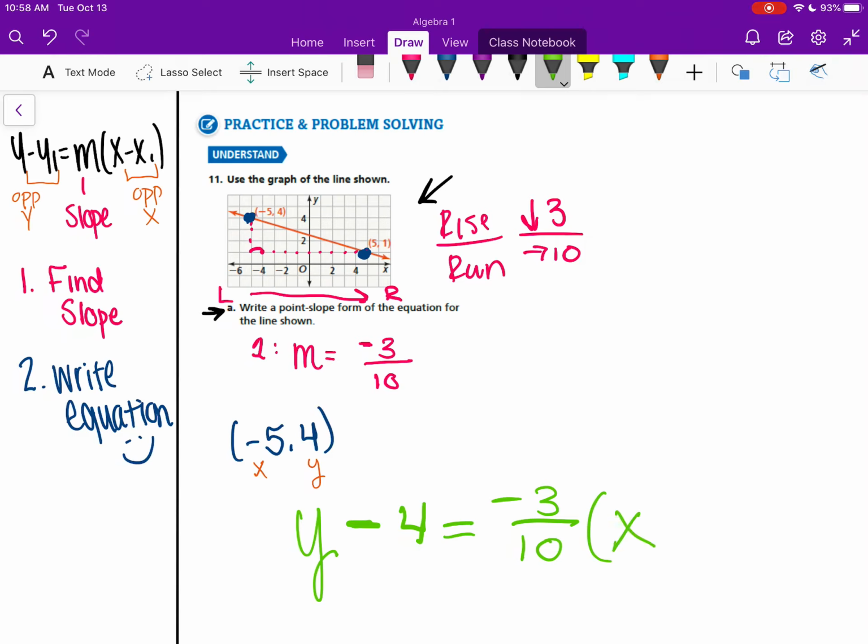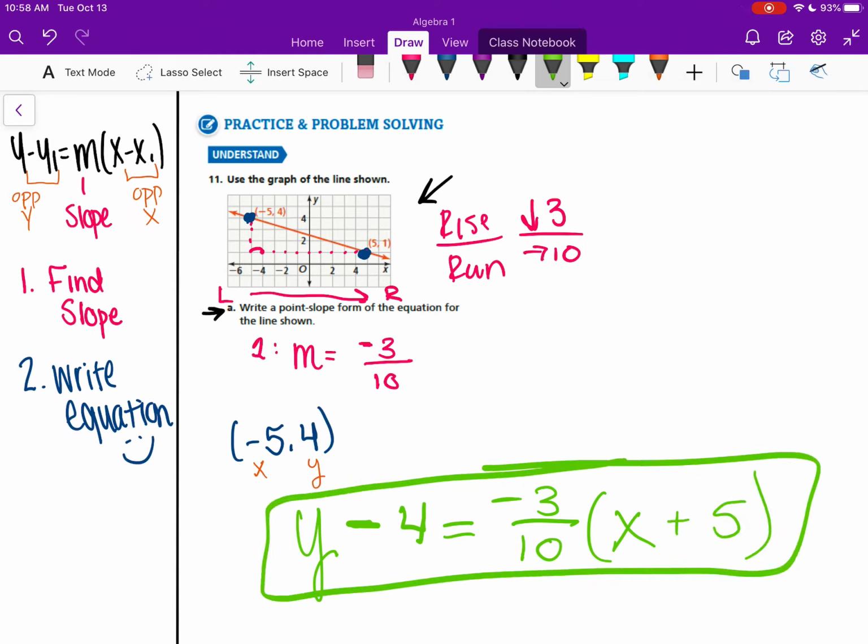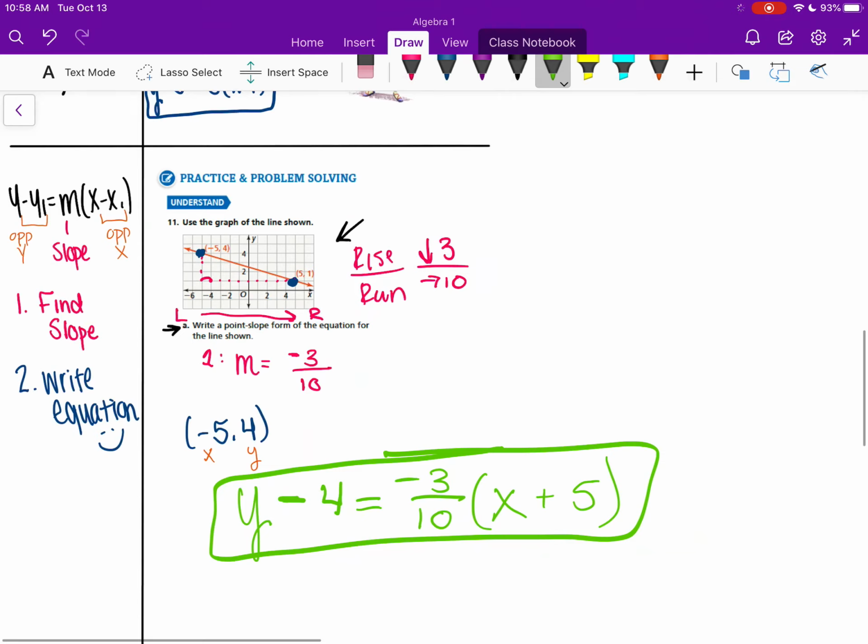x, and then minus x1 means opposite x1. The x value is negative 5. I want to do the opposite, plus 5. So I have written the equation of my line. And that is point slope form, you guys, when the only information you have about a line is a point and you can find the slope.